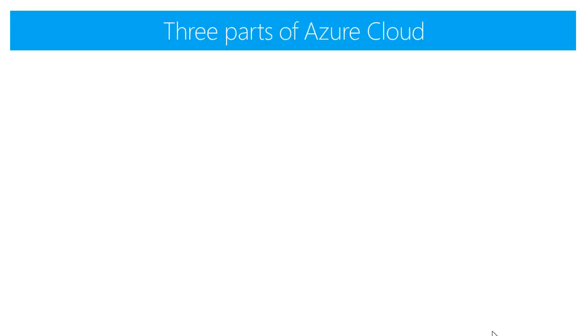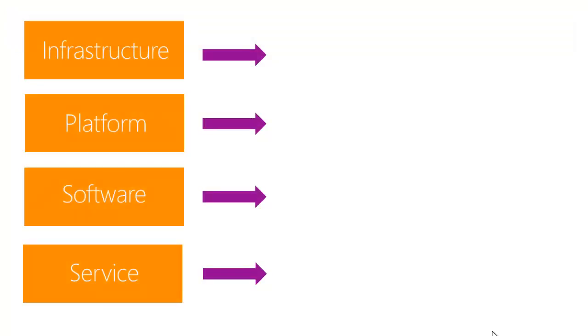In this video, we will see three different parts of Azure Cloud. Right now on my screen, I have four words. First one is infrastructure, platform, then we have software, and the last one is service. If you are an IT pro, I'm sure you are able to understand these four words. We know what is infrastructure, what I mean by platform, what software is, and what a service is and how we use that.